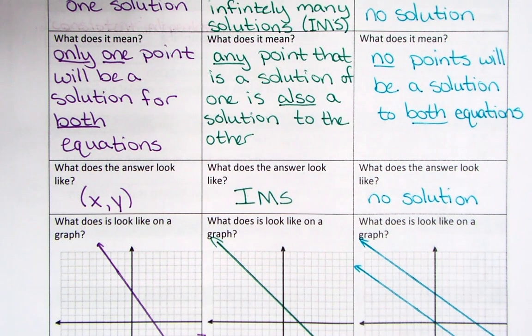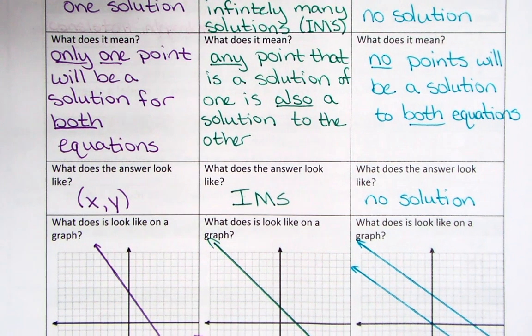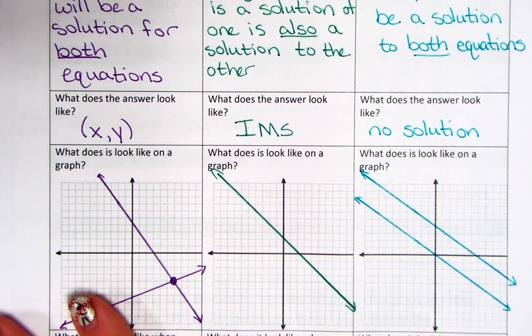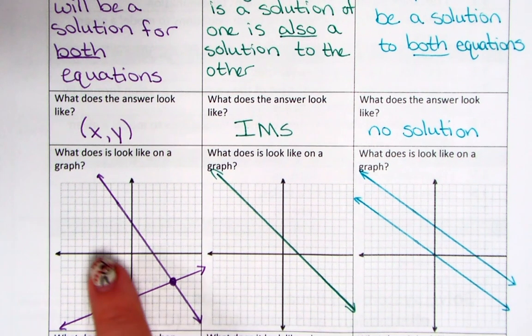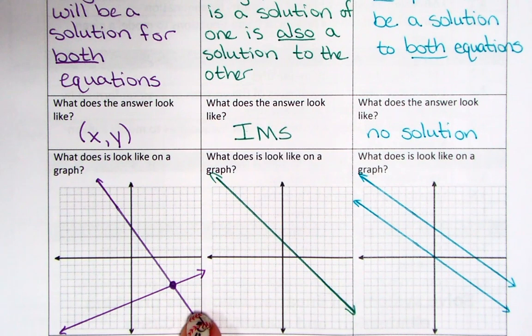So we have 3 different ways that a solution could appear. We could have one solution, and in this case only one point would work in both of the equations. We write that solution as an ordered pair, so it's written as a point, x comma y. And when we are graphing it, we are looking for the point where they cross, because I know that point will work in both this line and in the other line.